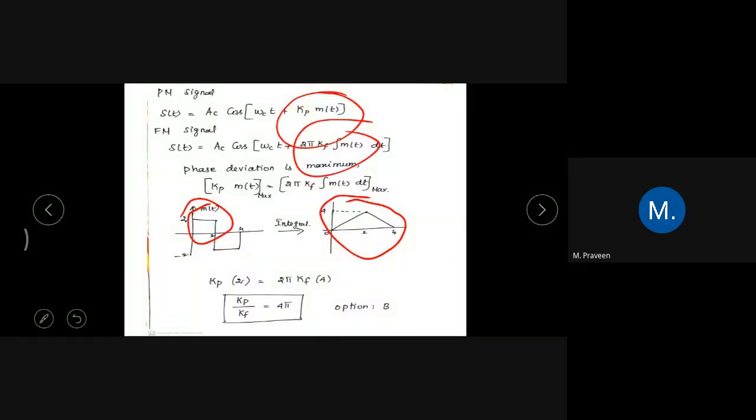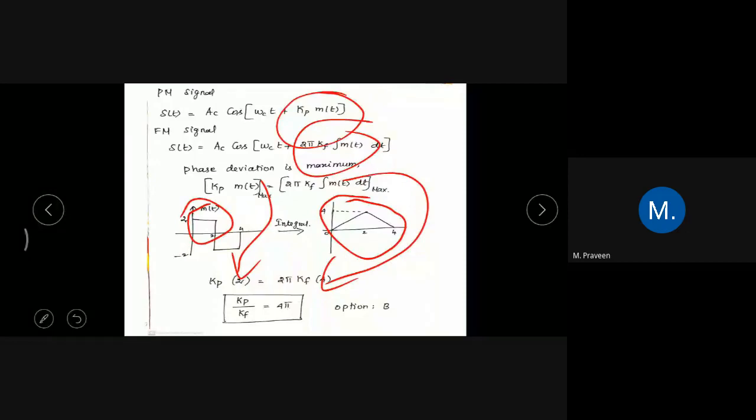So we can substitute those values. Instead of m of t I can substitute 2, and instead of integral m of t I can substitute 4. Then the answer is kp by kf is equal to 4 pi. The ratio of the phase modulation constant to the frequency modulation constant is 4 pi.